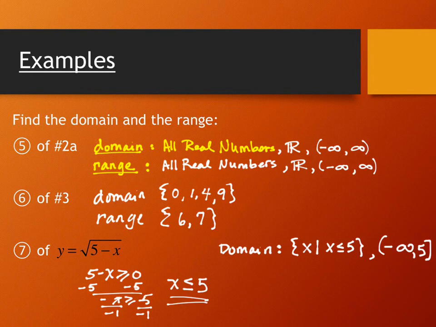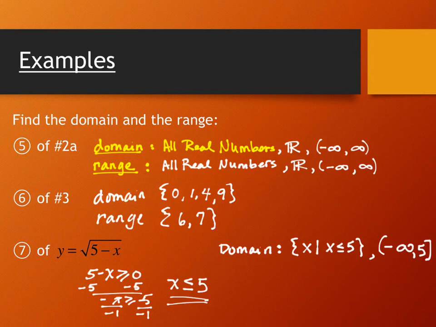5 minus 1 is 4. Square root of 4 is 2. Okay, so we get a 2 out of it. What if I put in x is equal to 4? Yep, I'll get a 1 out of it. Is there anything that I absolutely cannot get to come out of this function?